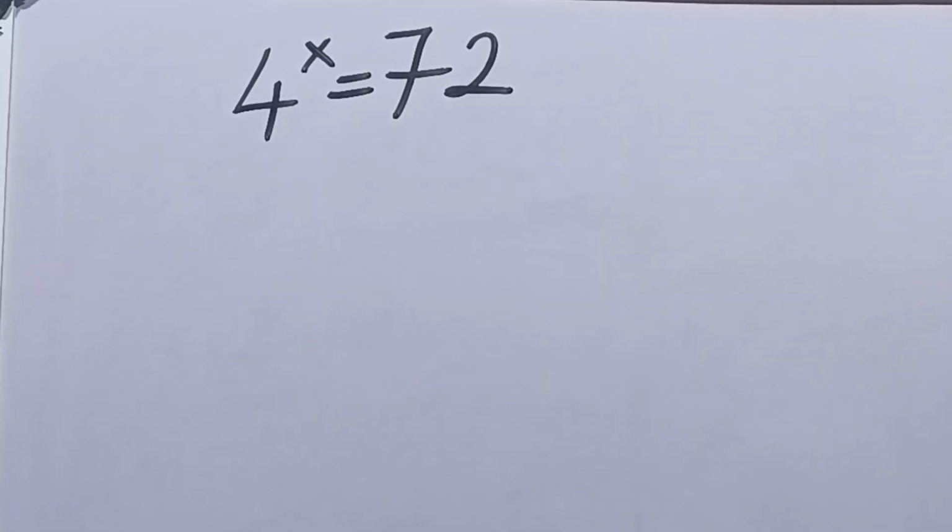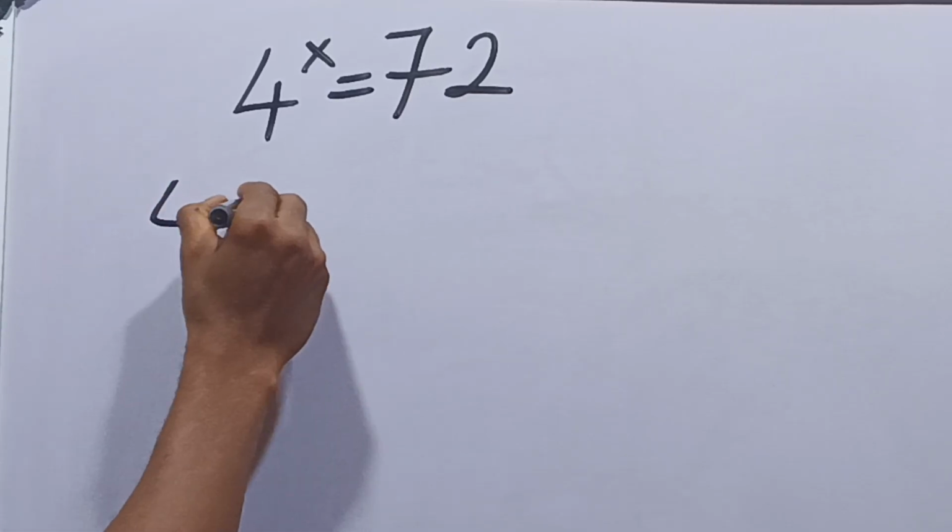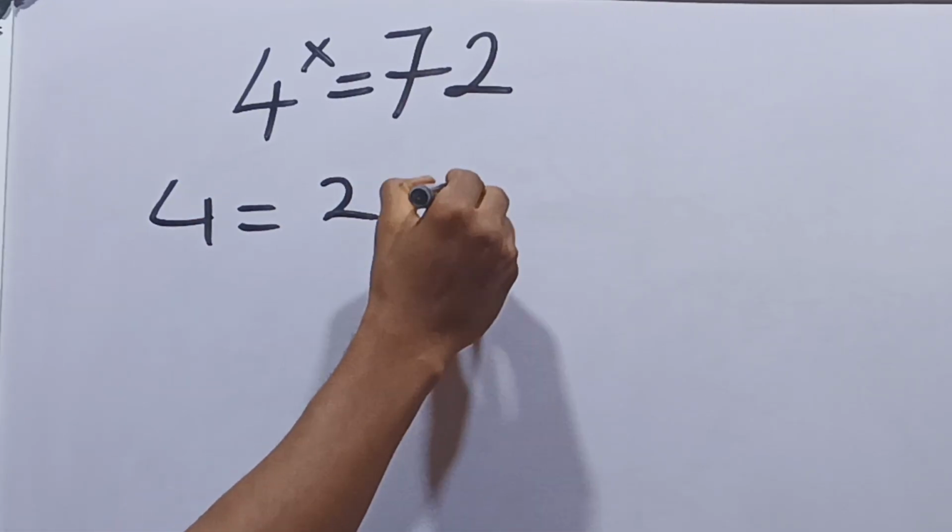Let's solve this together. It says 4 raised to the power x is equal to 72. We're going to solve for the value of x. Now, to do this, let's express 4 as 2 multiplied by 2.